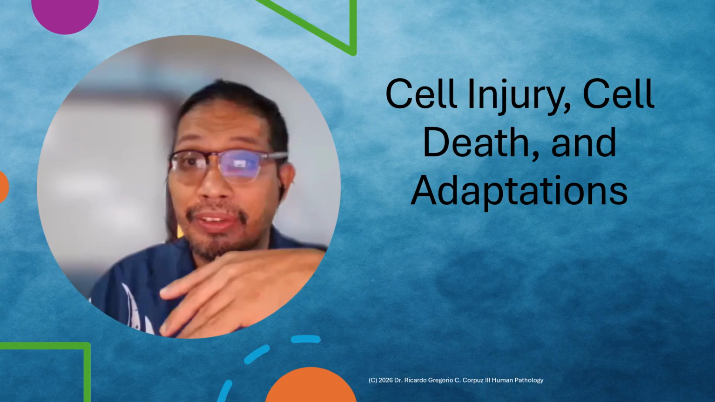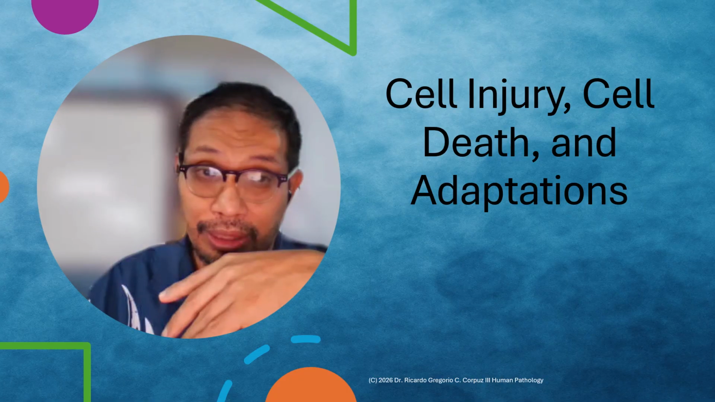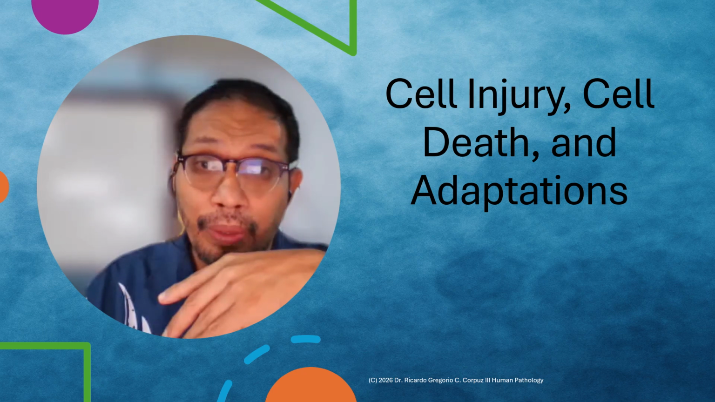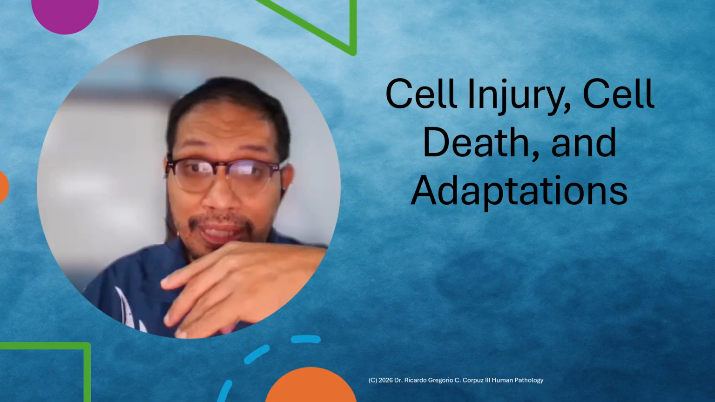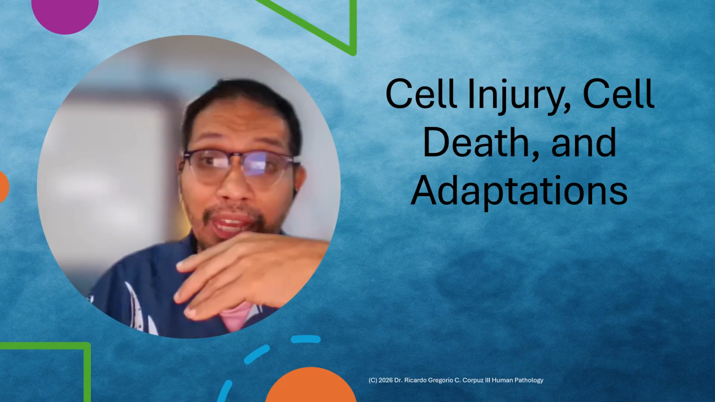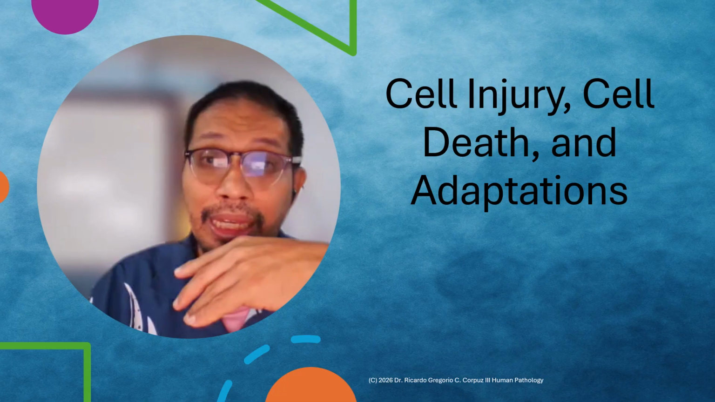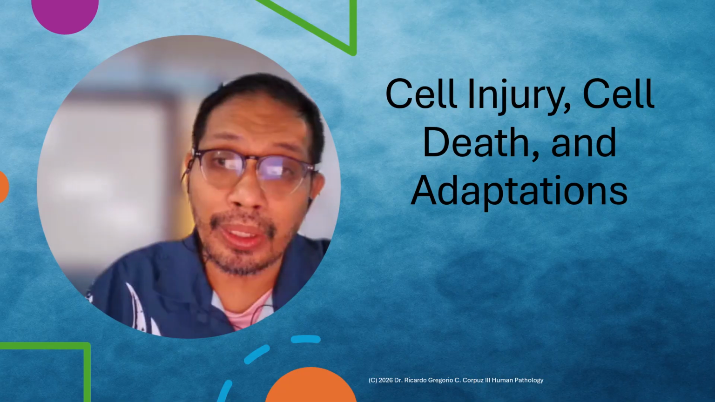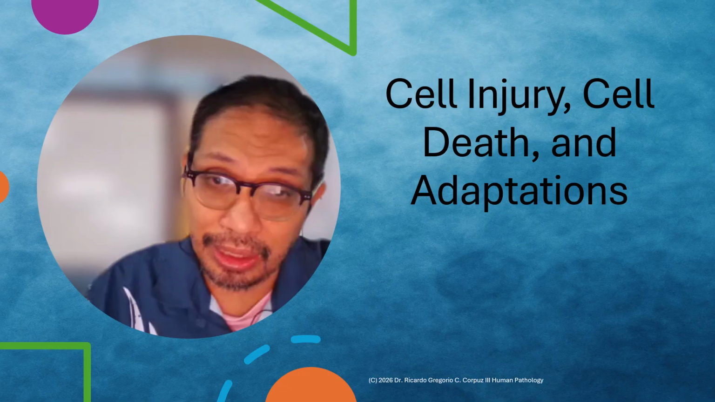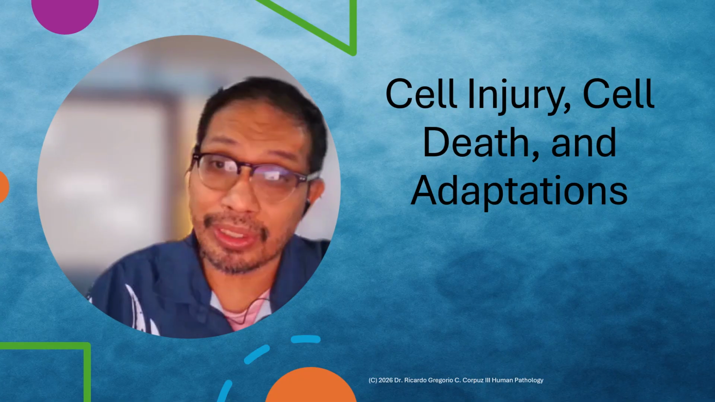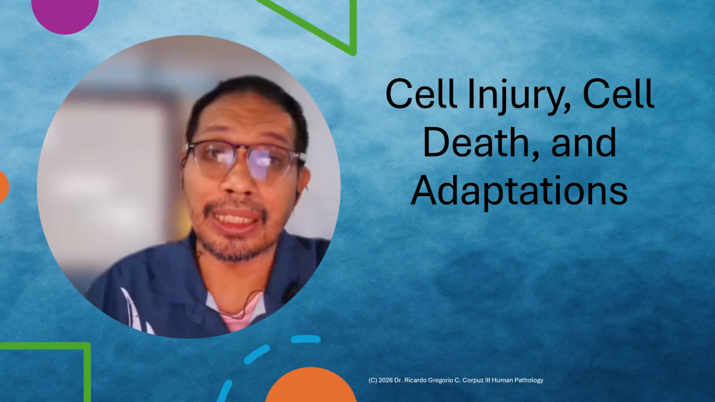Today, we build directly on that foundation. Our focus shifts from normal physiology to what happens when cells are challenged, when they encounter stress, toxins, ischemia, infection, immune reaction, or genetic abnormalities. And we will explore how cells attempt to adapt, what happens when those adaptations fail, and the mechanisms that lead to reversible injury, irreversible injury, and untimely cell death.